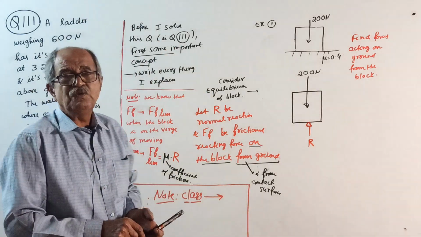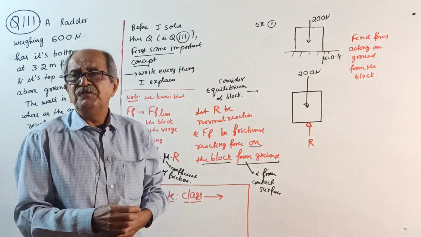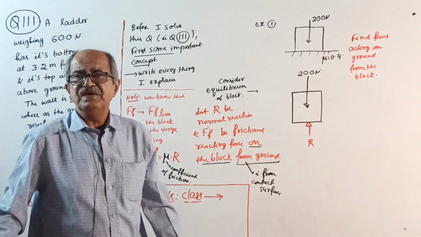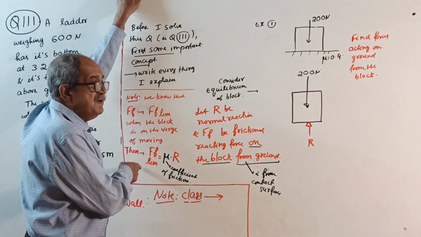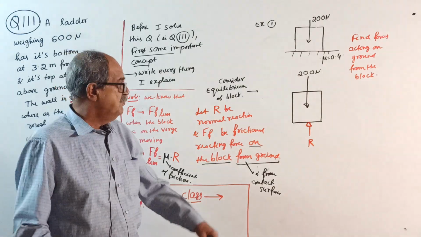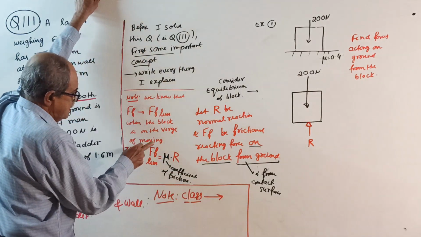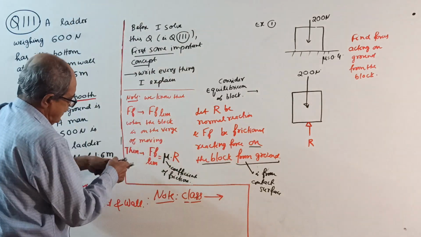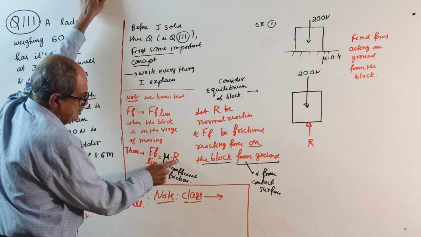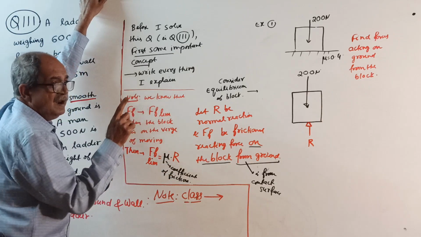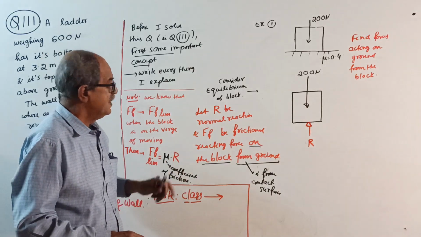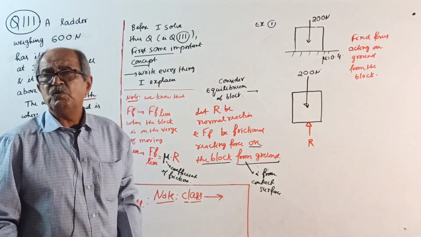Now, first of all, make a note. How we defined coefficient of friction? We defined coefficient of friction as the ratio of limiting frictional force to the normal reaction. Therefore, the limiting value of frictional force is always mu into R. Remember, this is when the body is on the verge of moving.